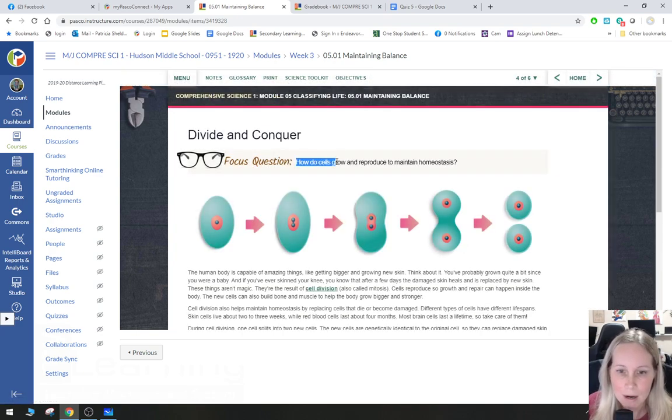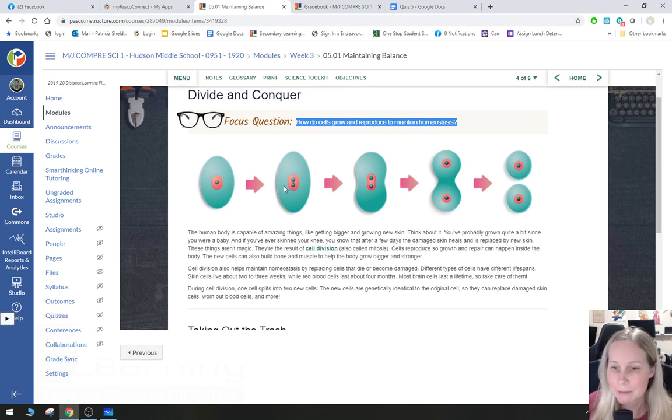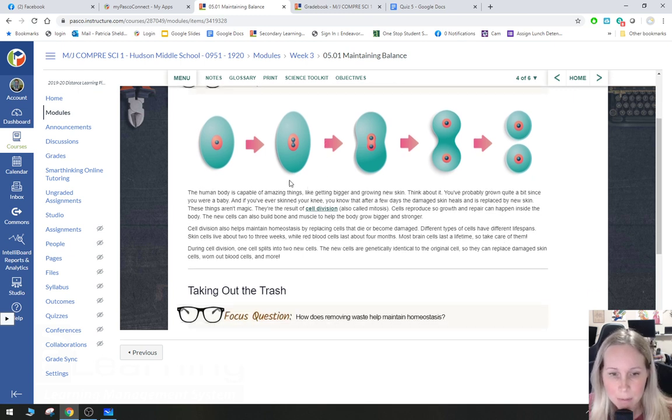Alright. How do cells grow and reproduce to maintain homeostasis? Okay, so this was that one question on how the cells do it. The human body is capable of amazing things, like getting bigger and growing new skin. Think about it. You've probably grown quite a bit since you were a baby. And if you've ever skinned your knee, you know that after a few days, the damaged skin heals and is replaced by new skin.